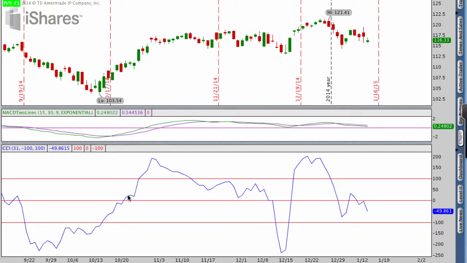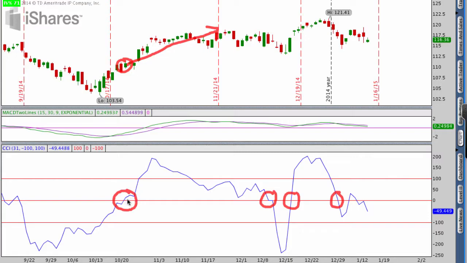And so what we want to see is a cross of the indicator above or below that 0 line. And that gives us an idea of where a stock might go in the future. So you can see we got a cross back here in October, if you can't see the date here. And you can see that that cross in CCI did lead to some nice rallying in the stock as we headed towards the end of the year.